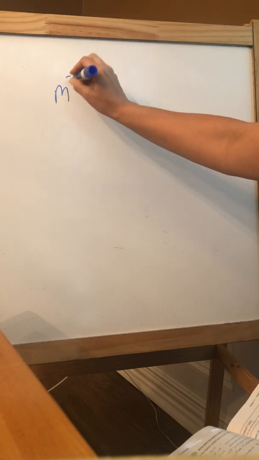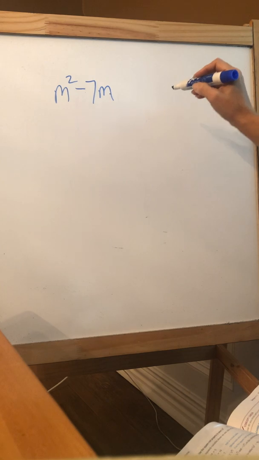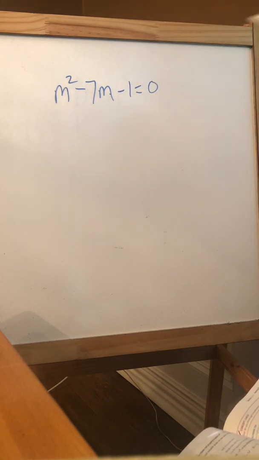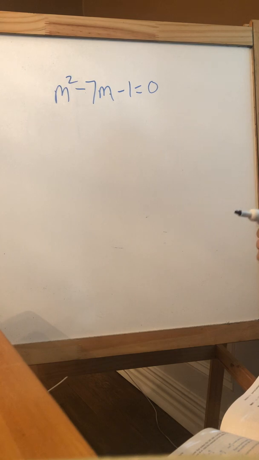All right, example 6. We have one with fractions here. We have m squared minus 7m minus 1 equals 0. The first thing we need to do is get a new c value that will allow us to have that perfect square set up.